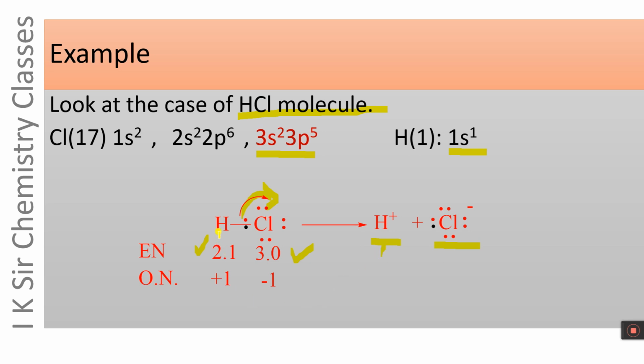Therefore, the oxidation number of hydrogen in HCl is +1, which is equal to the charge developed on the dissociation of bond. Similarly, the oxidation number of chlorine is -1, which is equal to the charge developed on dissociation of HCl bond. Thus, the oxidation number of hydrogen is +1 while that of chlorine is -1 in HCl molecule.